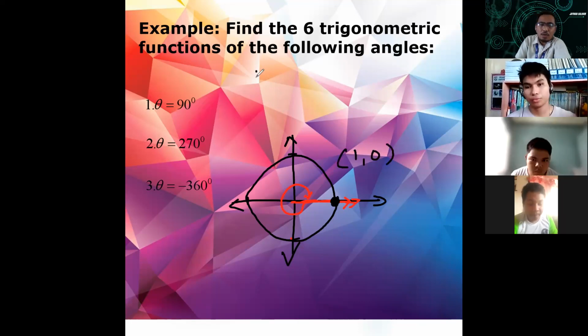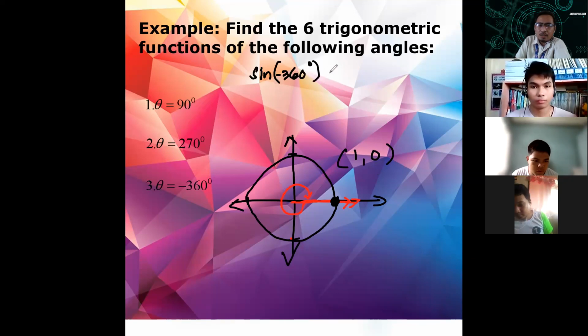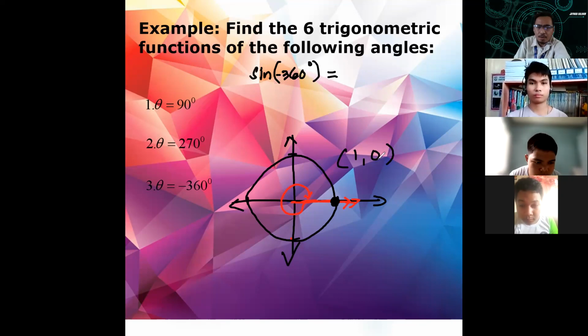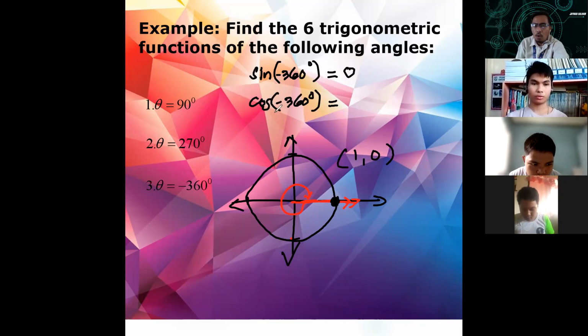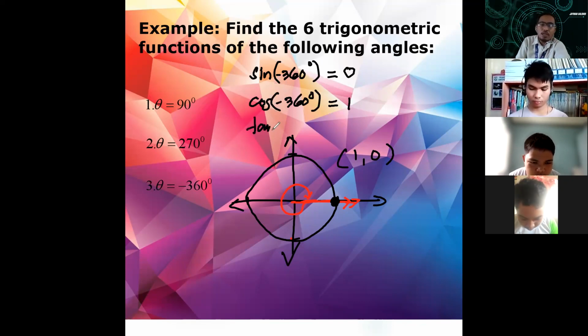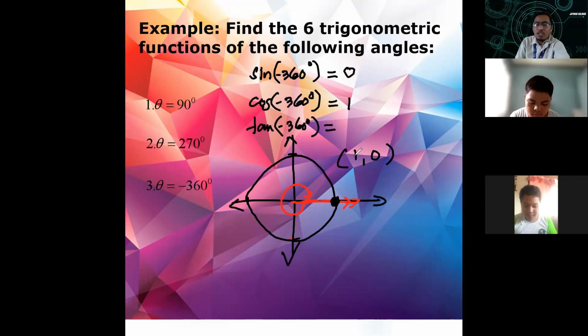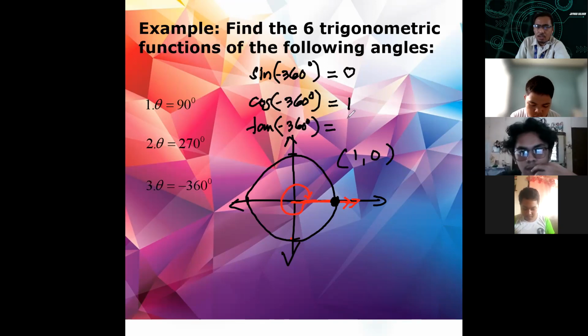Now, let me ask you, what is the sine of negative 360 degrees? 0, sir. 0, because sine is just your y. How about your cosine of negative 360 degrees? 1, sir. 1, because cosine is just the x coordinate of your terminal point. So this is just 1. How about your tangent of negative 360 degrees? 0, sir. Tangent is just y over x, or 0 over 1, or simply 0.